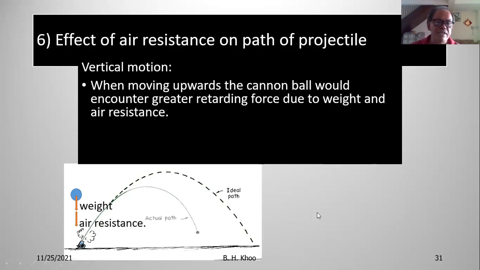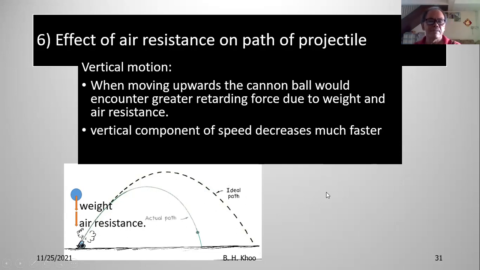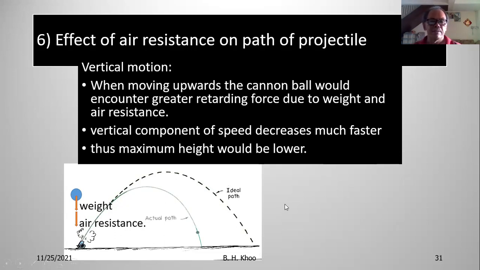So the acceleration, or deceleration, is going to be greater. Right? So previously it's this parabola. Now with air resistance, it won't reach the same maximum height. The maximum height is going to be lower. Right? So that's the actual path. Vertical speed decreases much faster, right? Because of the greater force acting, or greater deceleration. So we can expect the maximum height to be lower.